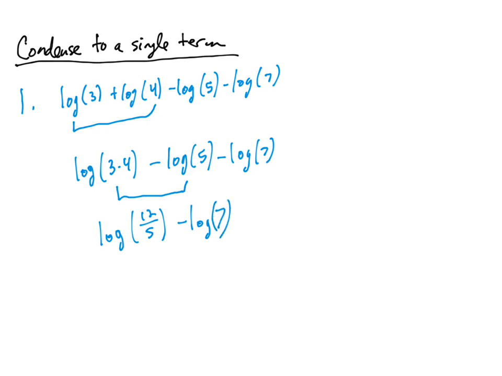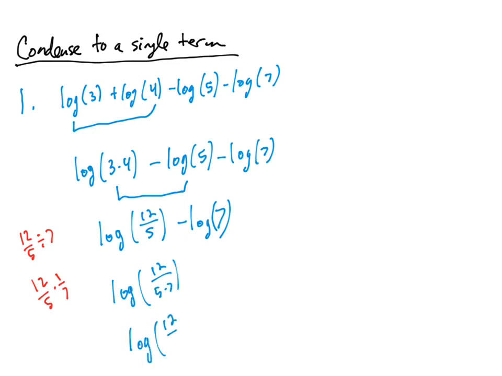Okay, so we end up with 2 terms. And again, this is going to be the quotient rule. So we have 12 fifths divided by 7, which is the same thing as 12 fifths times 1 over 7. So the 7 goes into the denominator. So we end up with log of 12 divided by 5 times 7, which is 35. So log of 12 over 35. And if we reduce that fraction, I can divide the top and bottom. I thought 3 was going to go in, but it doesn't. So actually, that's as far as we're going to go here. So we have a single term, can't simplify that fraction.